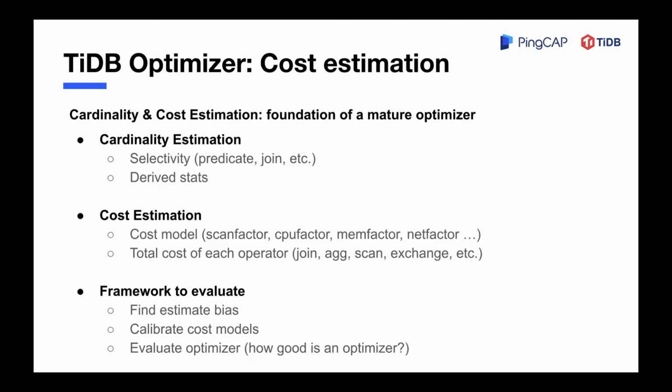So we can see, for example, what percentage of improvement we have for the cardinality estimation by comparing to the actual selectivity, and how close your cost estimation is to the actual cost. So that's the very important work that we have been doing.